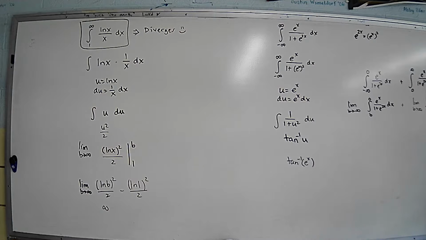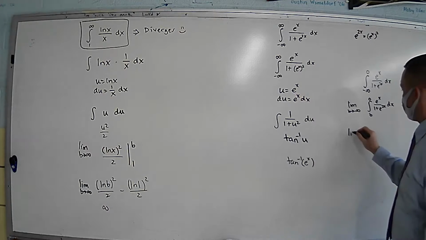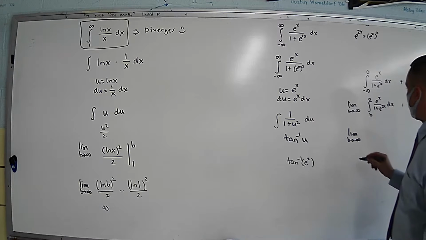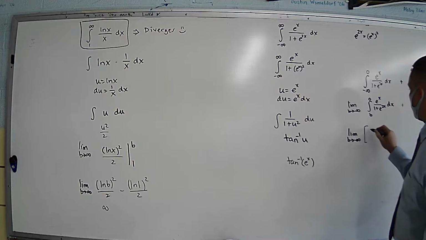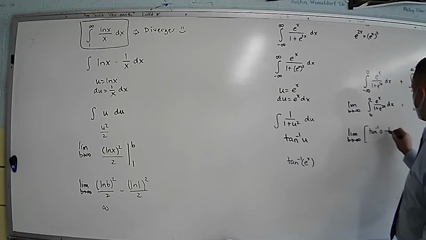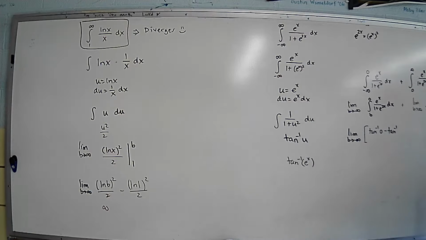Now I already found the antiderivative, so I'm just going to jump down here and do it. The limit as b goes to negative infinity of the inverse tangent of e to the 0 minus the inverse tangent of e to the b, plus the limit as b goes to positive infinity of inverse tangent of e to the b minus inverse tangent of e to the 0.